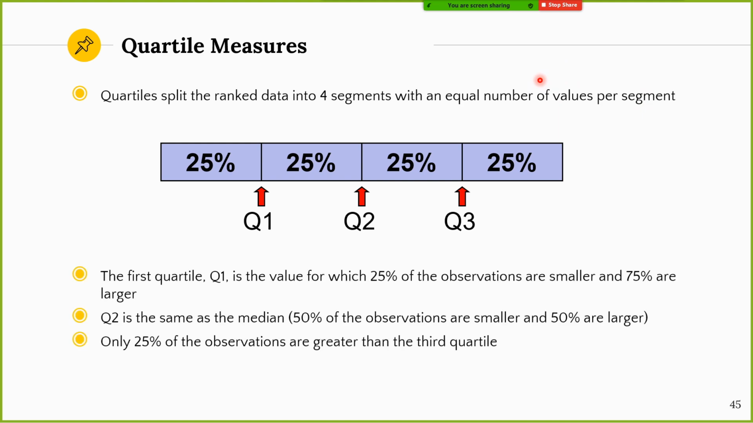Okay, the first quartile is the first 25%, and Q2 is the median. You might know about Q1, Q2, and Q3 for the months. Let's say quarter 1 consists of January, February, March, and so on, and then Q2 and so on. So we only split the ranked data into 4 segments, as simple as that.